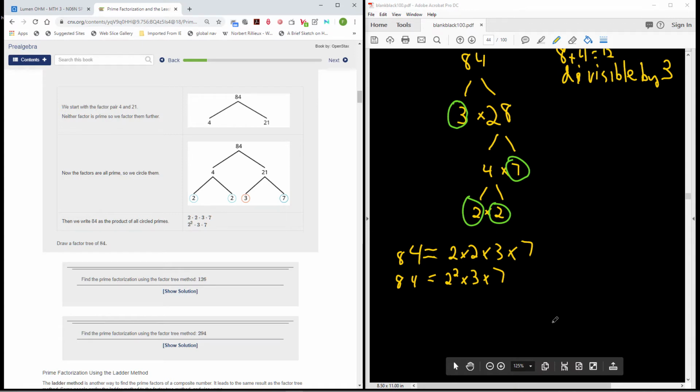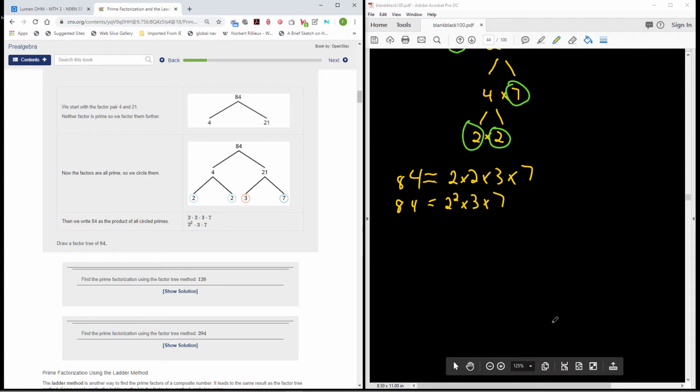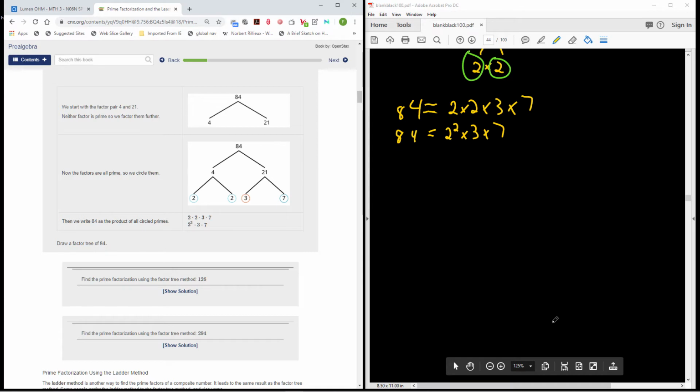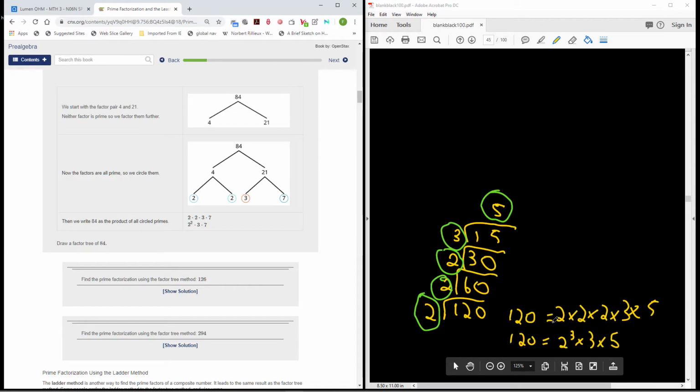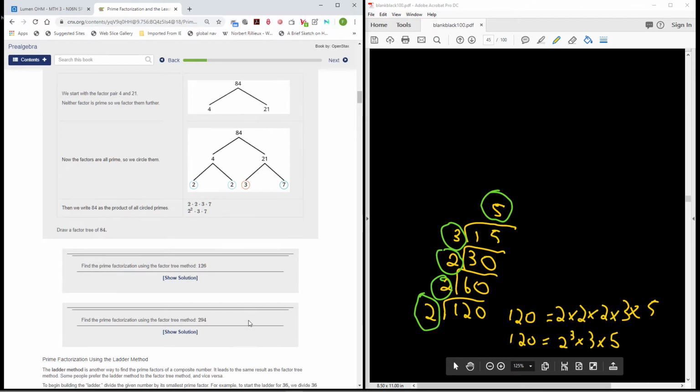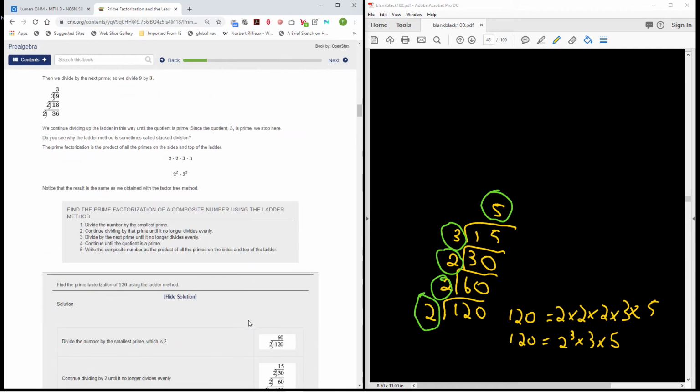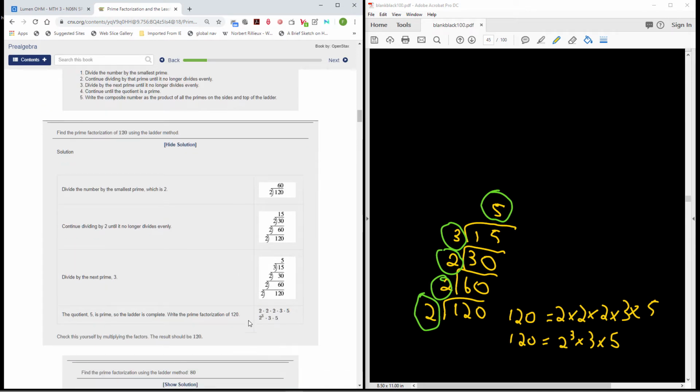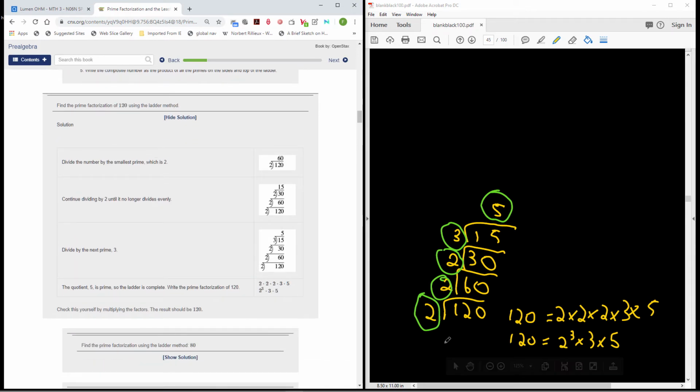Next approach here they talk about is the ladder approach. Just as we did it by multiplication, you can do the same thing with division. Each time choosing another prime, a higher prime number.